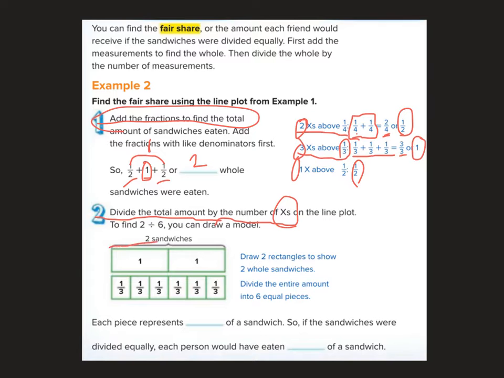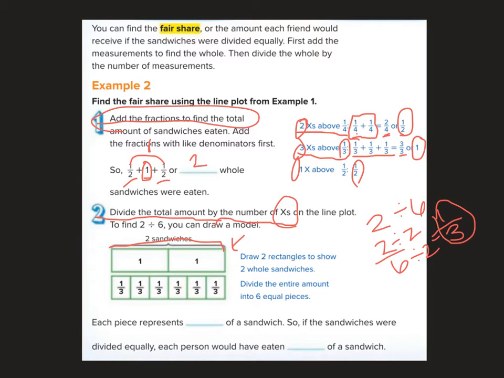So here's my 2 sandwiches, and I take 2 and divide it by 6. Now remember, I've talked about this before, that we can write a division problem as 2 divided by 6 or 2/6. That's a fraction. That'll tell us how much of each sandwich a person's going to get. Let's reduce that. Divide by 2, divide by 2, and I would get 1/3. So if we're going to divide it equally among 6 people, each person is going to get 1/3 of a sandwich.